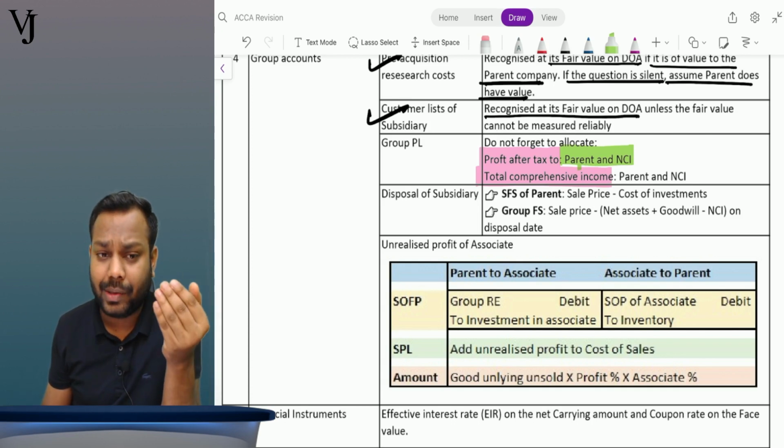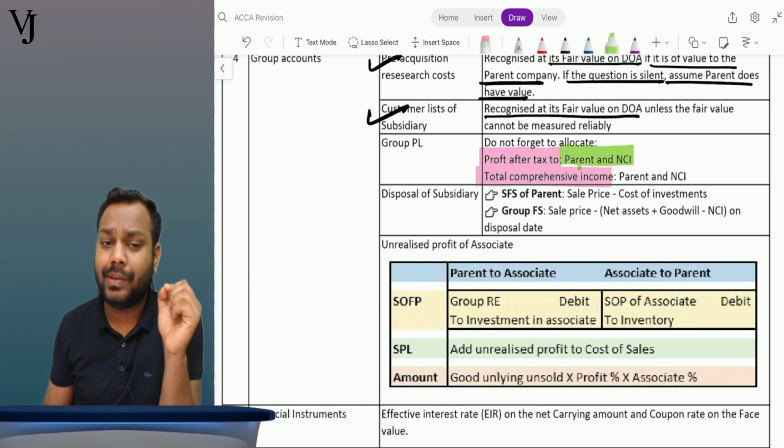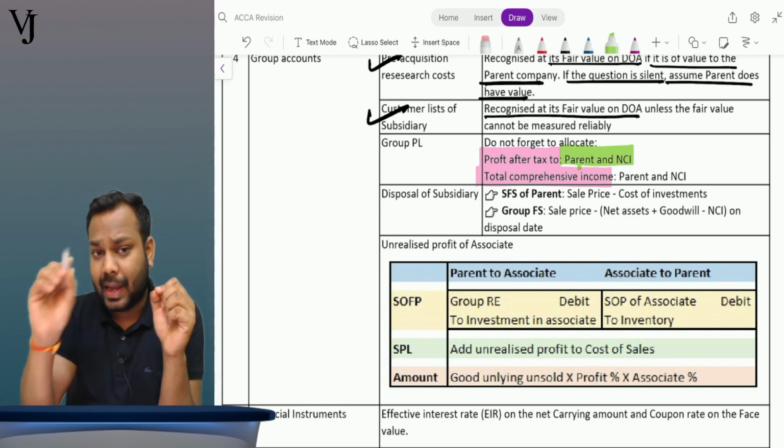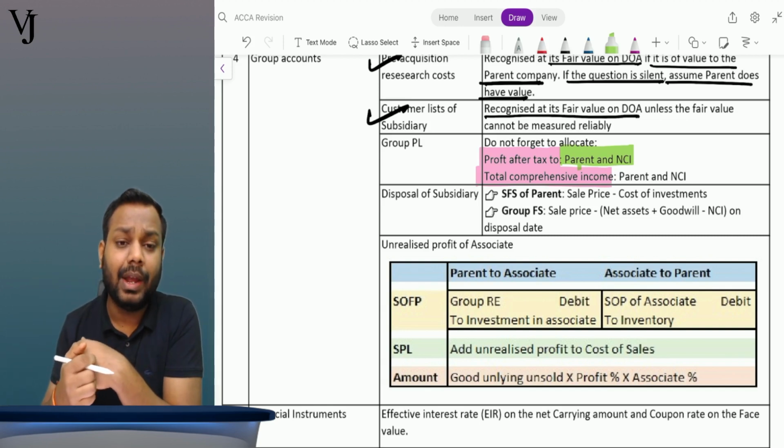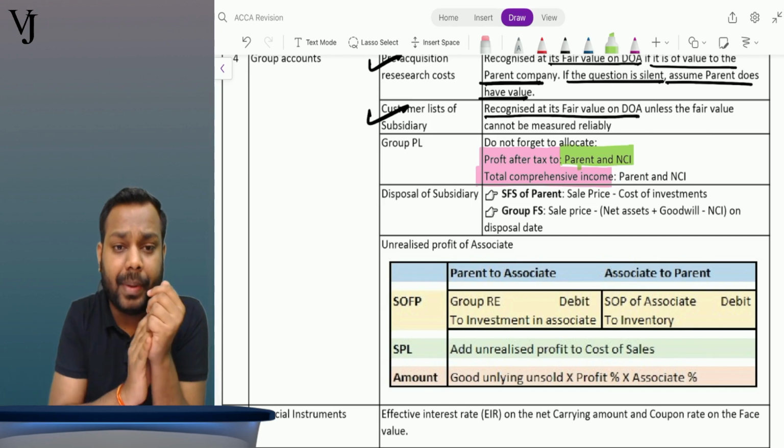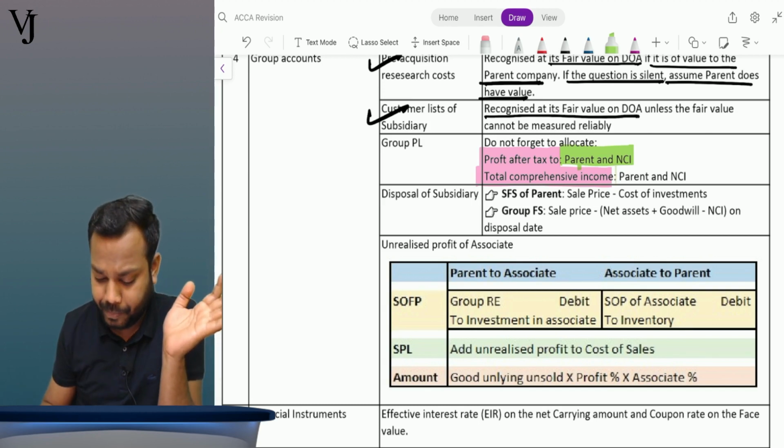Now, how do you have to do the allocation? First of all, you have to calculate the amount allocated to NCI using the calculation method that we discussed, okay? And whatever is the balance will be for the parent.